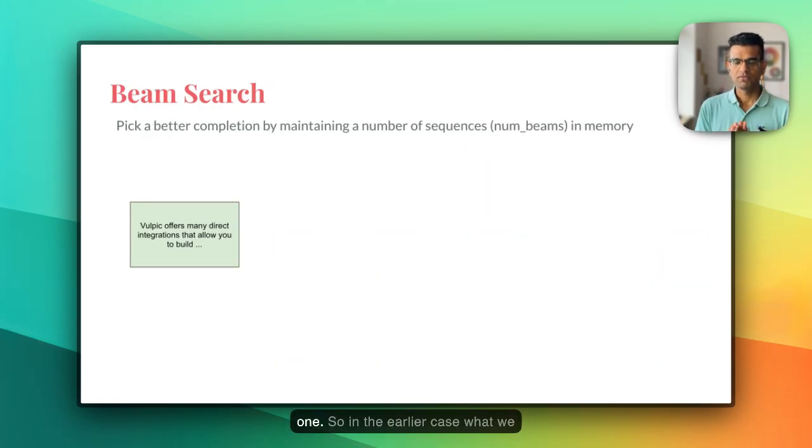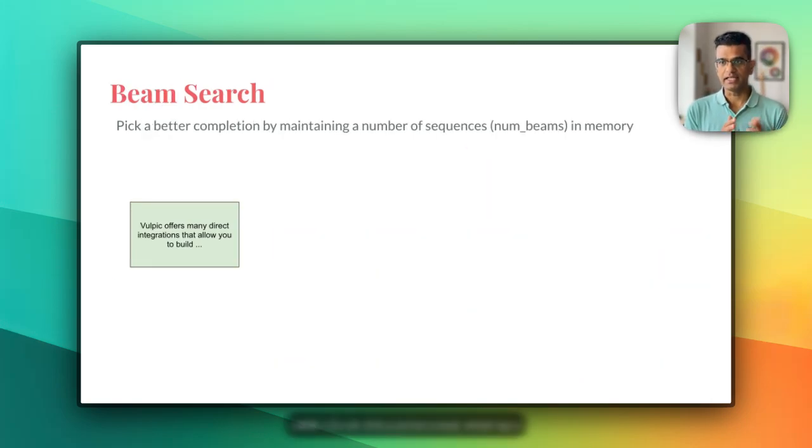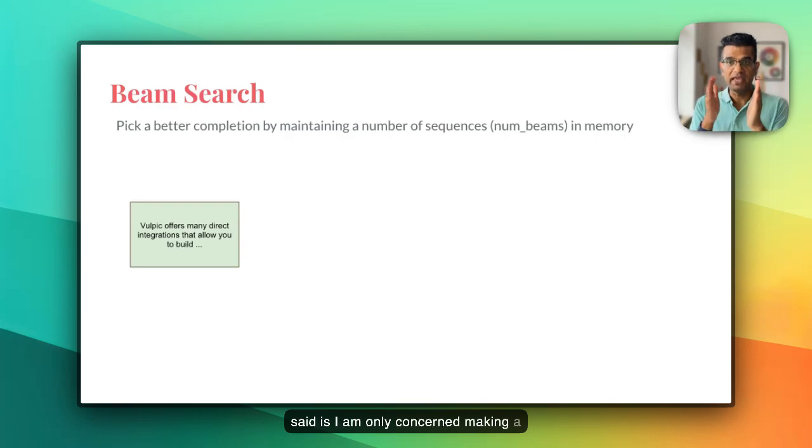That's the next one. So in the earlier case, what we said is I am only concerned with making a decision based on a time step, right? I don't care what came before. I don't care what comes after. I just pick the token that fits the best or has the highest probability at that time step. But sometimes you may get a better fit or a better overall probability if you consider the total probability across different time steps, right? So that is what beam search does.